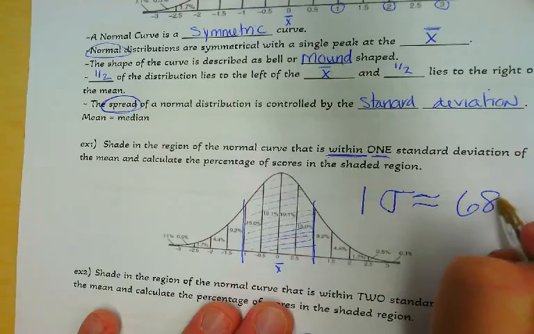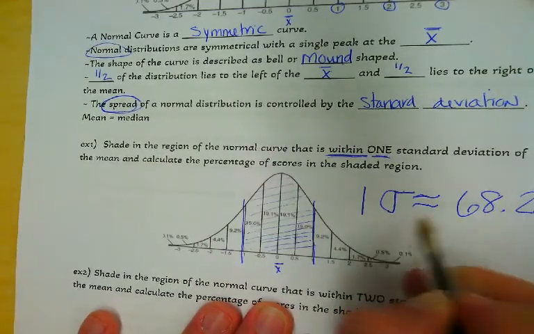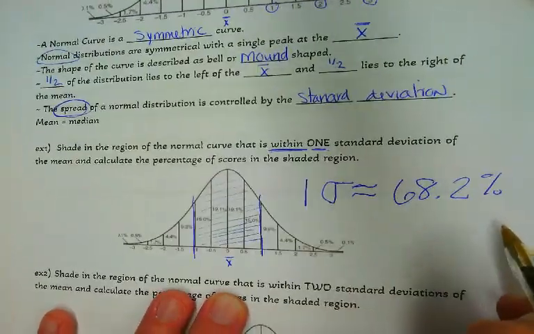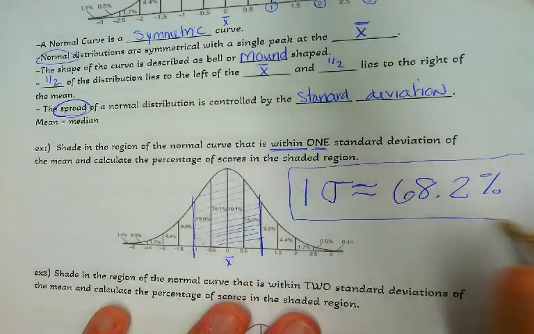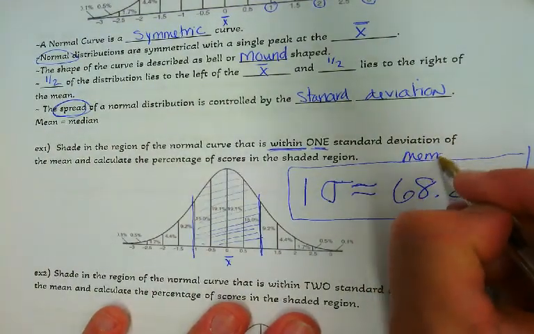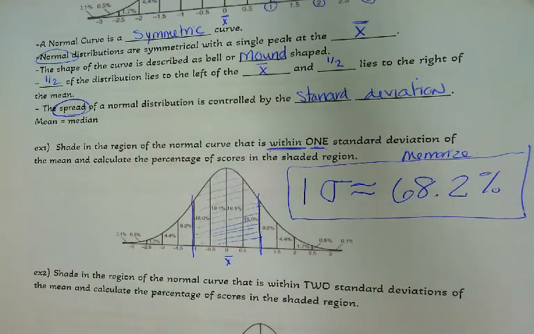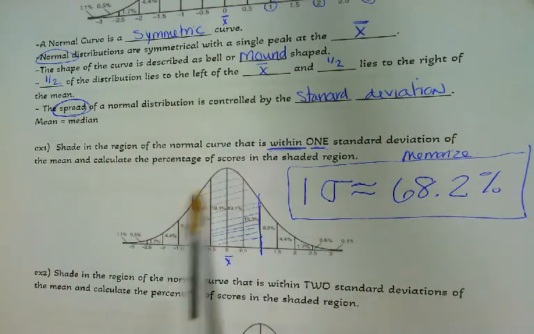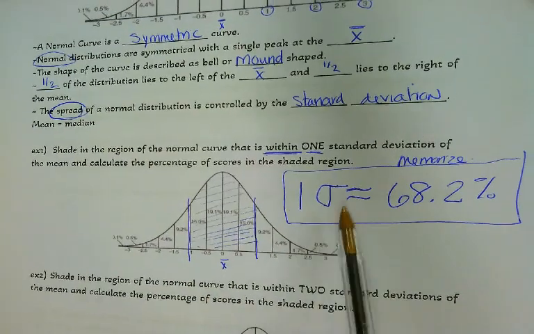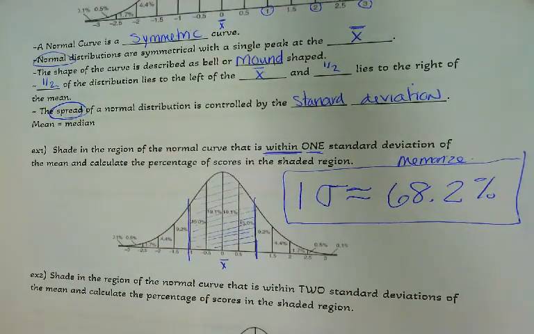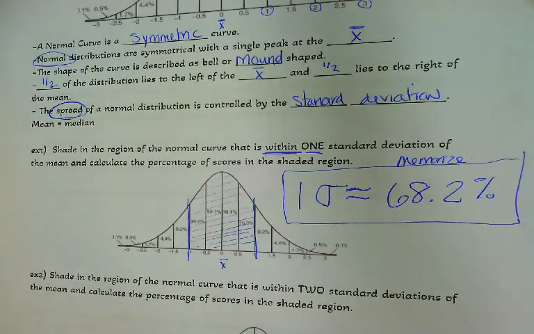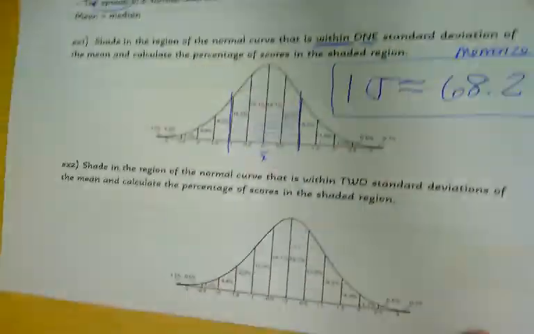So 1 standard deviation is approximately, I'll put approximately there, 68.2% of the data. Okay, you definitely want to memorize this. You're going to see 1 standard deviation so often, you don't want to sit here and add every time. And most of the time they don't give you this curve. So you do want to remember that 1 is approximately 68. Don't even worry about the 0.2. It's approximately 68%. Okay, 1 standard deviation.